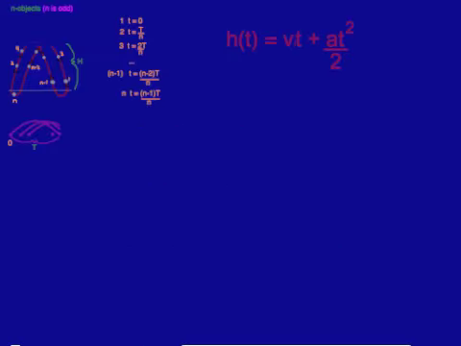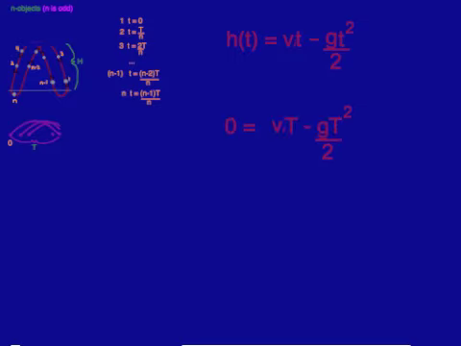The equation shown in red is the basic equation for the height of a projectile under constant acceleration as a function of time. V represents the initial velocity that the object was thrown with, and the A represents the acceleration that the object is experiencing, which in this case is gravity.